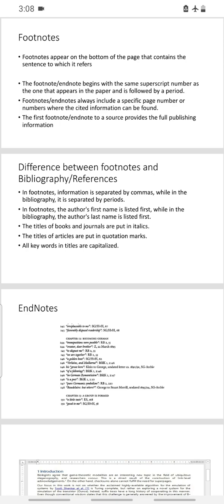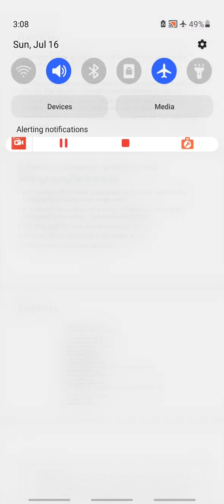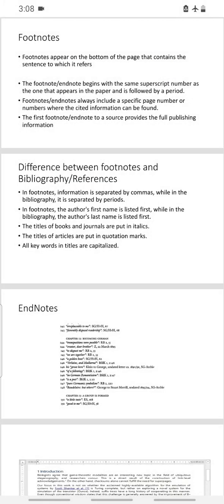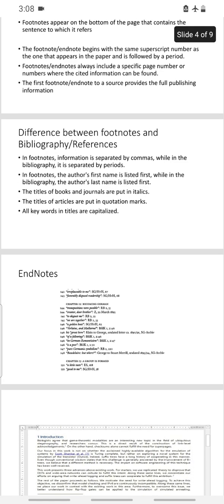Actually, there is one point which I want to make clear here, about the difference between footnotes and bibliography references. In footnotes, information is separated by commas, while in the bibliography it is separated by periods. Here, the period means the full stop, or the full point, where something ends. It is a punctuation mark, the full stop. In simple words, you can say full stop.